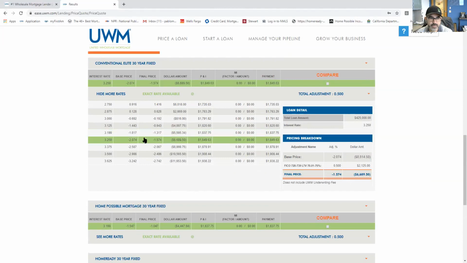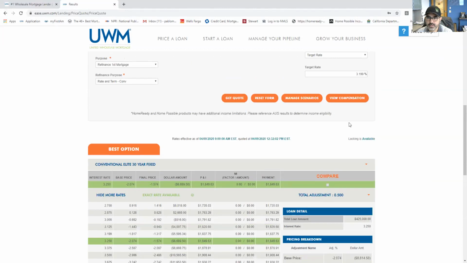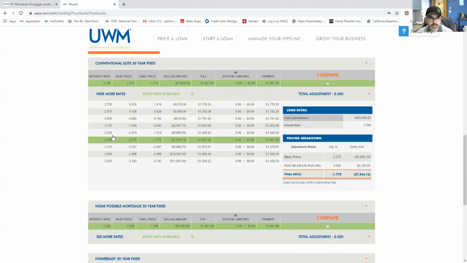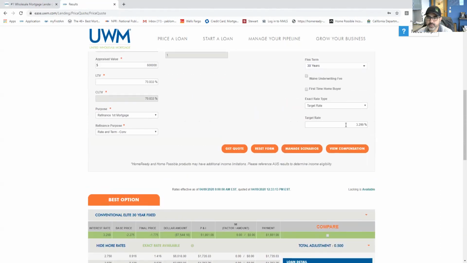And let's do it one more time. So let's say we go to 3.25. So we're at 66.89. So now I'm going to go up here and I'm going to go 3.299. I'm going to hit get quote. See more rates. And now you see the difference between 3.25 and 3.299. It's a pretty substantial difference. So if you can sell this, then please take advantage of this tool. It's a really powerful tool that you can use to price out your loans.